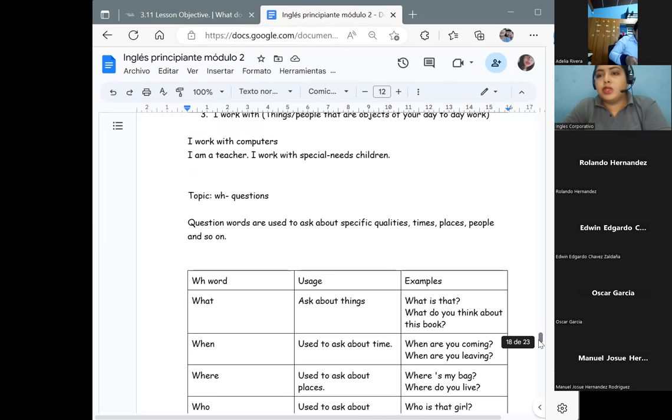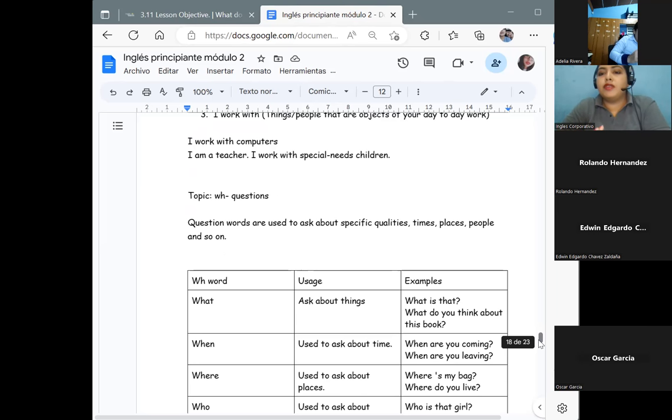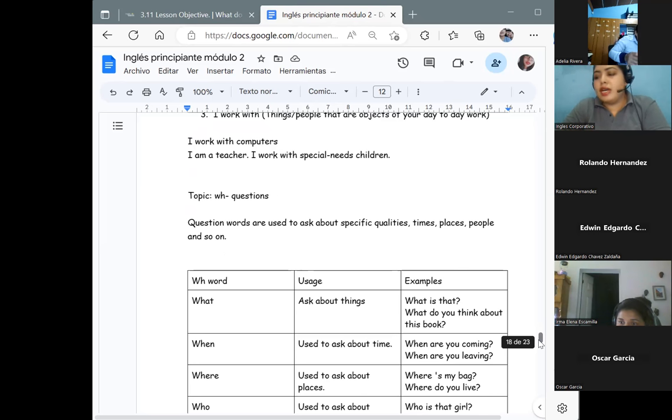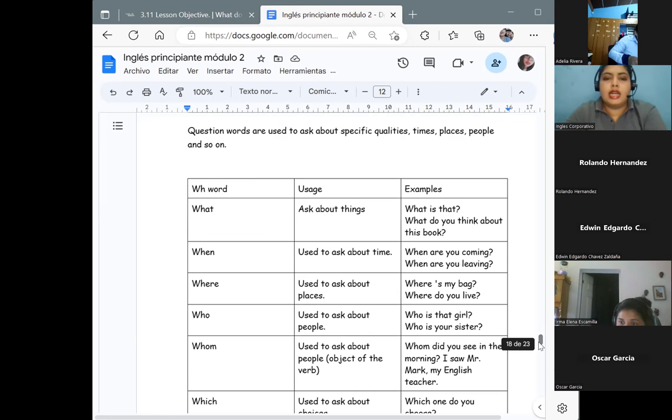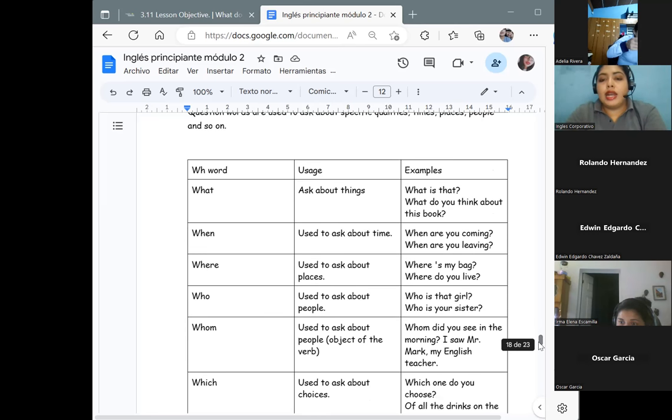Then we have the WH questions. That is another topic that is kind of relevant because we have different words that we can use to ask about a specific information. And in this case, we have different words. We can see here what are the different words that we can use for asking a specific information. Tenemos diferentes palabras, ya lo decíamos, para preguntar acerca de algo en específico.